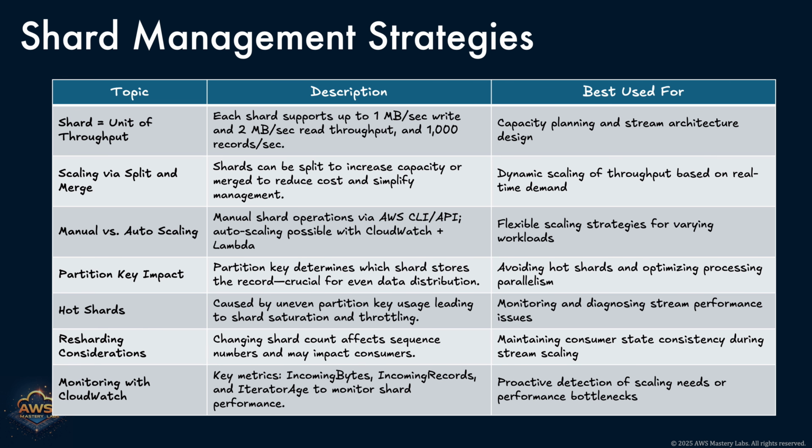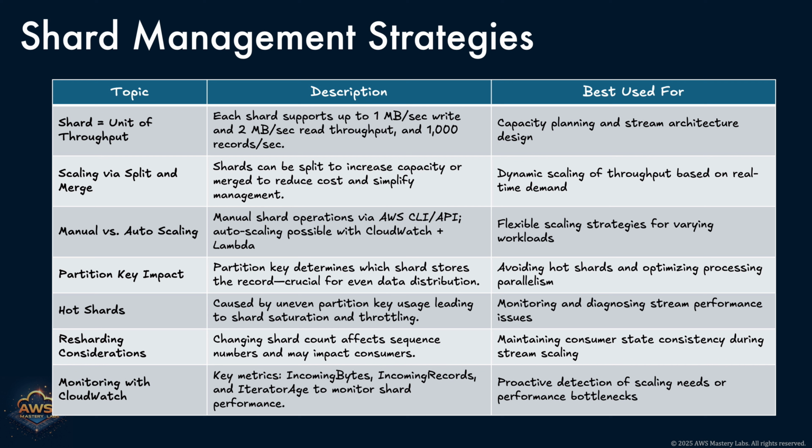Shard management lies at the heart of operating Amazon Kinesis data streams efficiently. Shards are the fundamental units of capacity within a stream, and managing them properly ensures your data pipeline remains performant and cost-effective. Let's start with monitoring shard utilization. Using Amazon CloudWatch, you can track metrics like incoming and outgoing byte rates per shard. If you're consistently hitting throughput limits, that's a strong signal. It's time to scale. Which brings us to resharding, the process of adjusting your shard count.